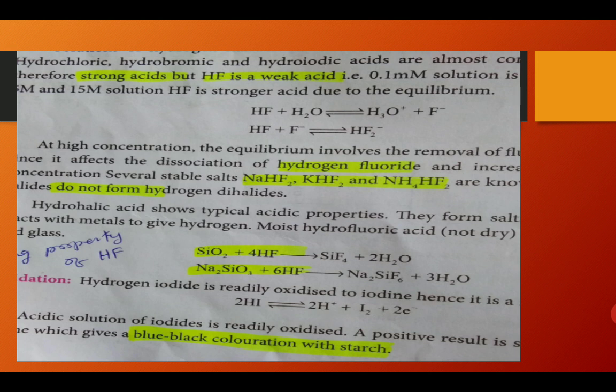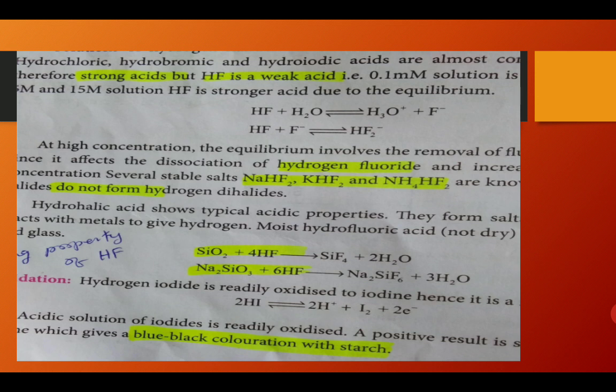High concentration. The equilibrium involves removal of fluoride ions, which is important since it affects the dissociation of hydrogen fluoride and increases hydrogen ion concentration. Several stable salts are known, for example NaHF2, KHF2, NH4HF2. The other hydrogen halides do not form any hydrogen dihalides.